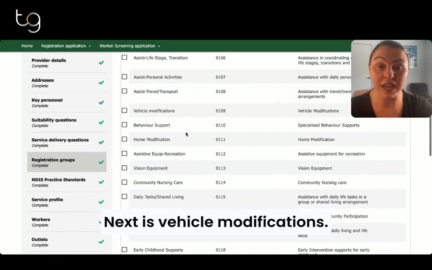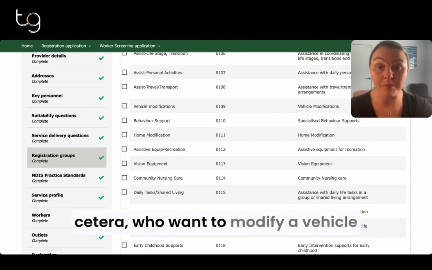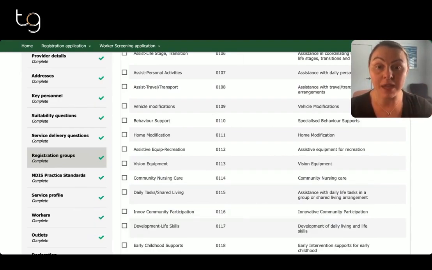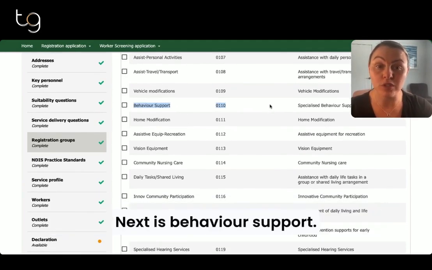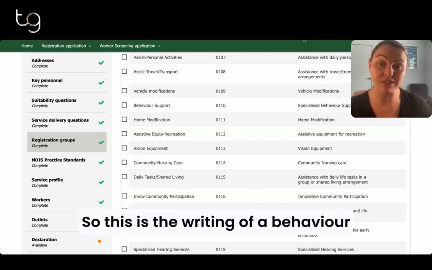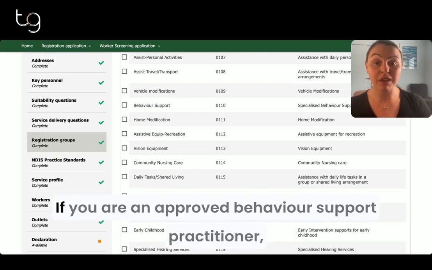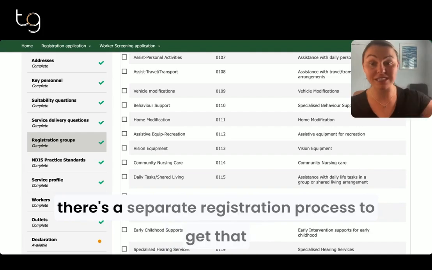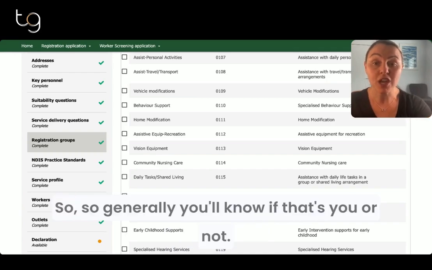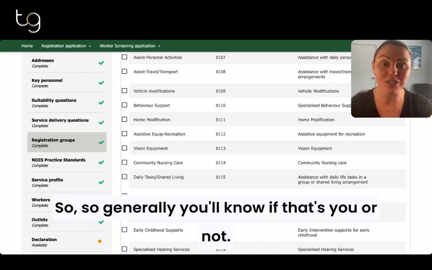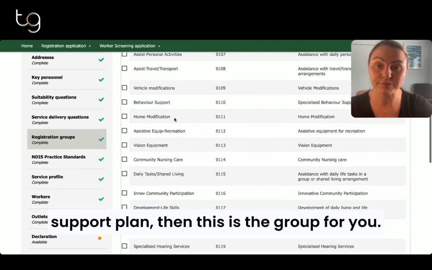Next is vehicle modifications. So this is generally for mechanics, etc., who want to modify a vehicle and does have qualification requirements. Next is behaviour support. So this is the writing of a behaviour support plan by an approved behaviour support practitioner. If you are an approved behaviour support practitioner, there's a separate registration process to get that registration as a behaviour support practitioner. So generally you'll know if that's you or not. If you want to be the person writing a behaviour support plan, then this is the group for you.